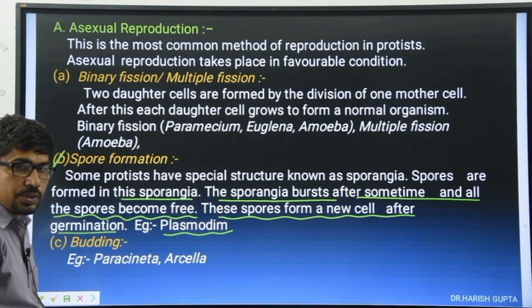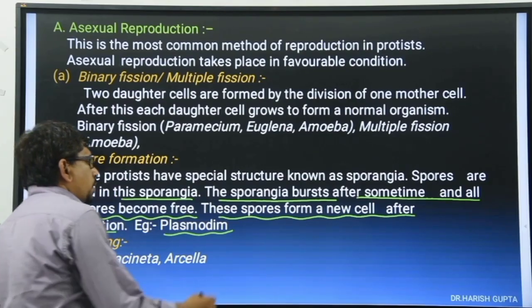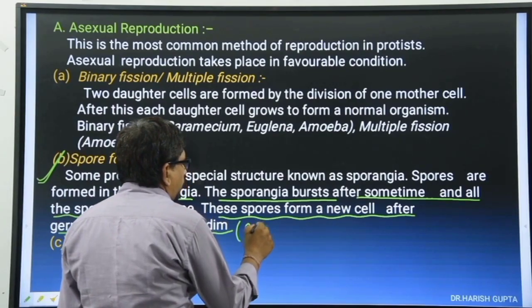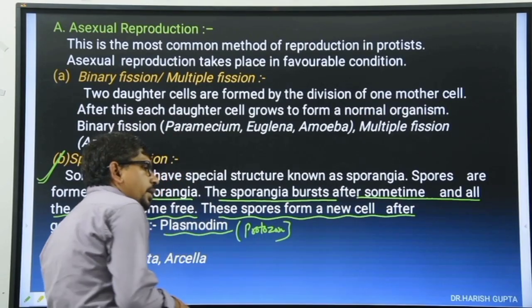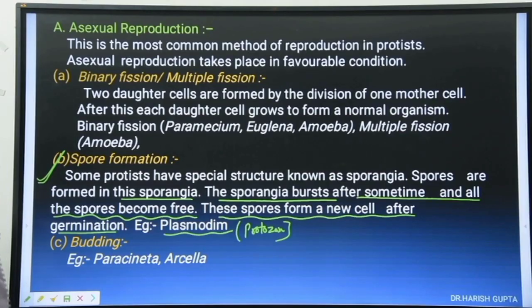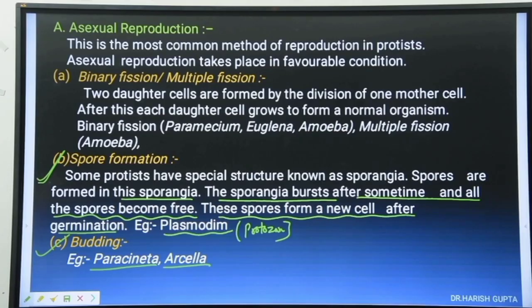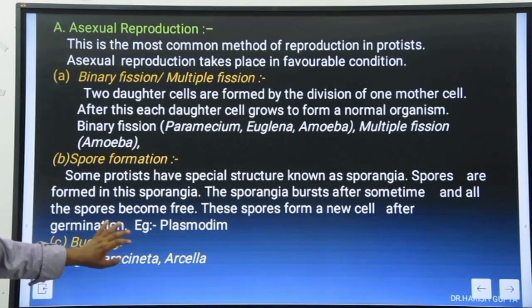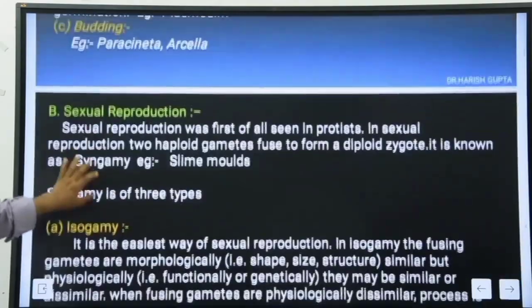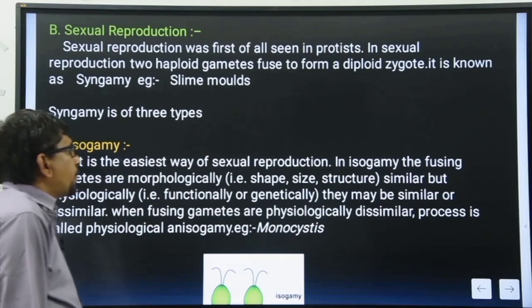In favorable condition. Clear? Plasmodium. The plasmodium is a protozoan. Plasmodium, what is this, beta? Protozoan. Okay? And it develops in this condition. Next one is the budding, where some primitive members of the protista represent the budding. Clear? Mainly binary fission. Okay? Next, sexual reproduction here. The sexual reproduction was first seen in the protista.